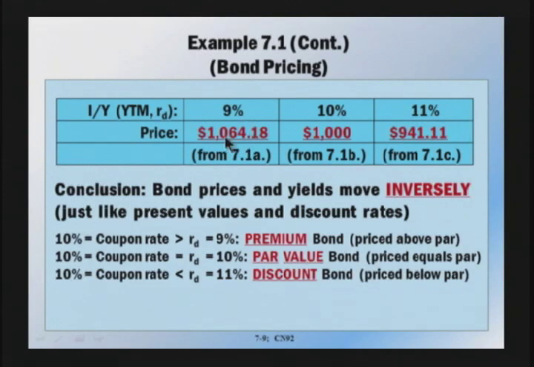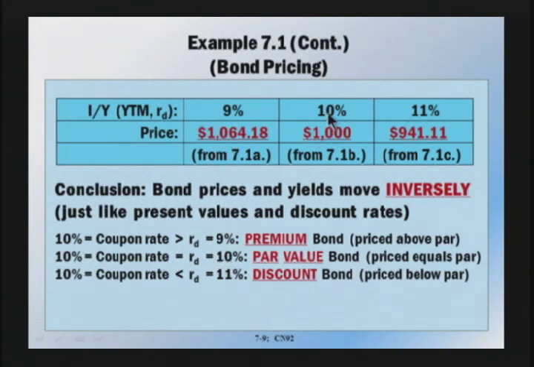So you pay 1064.18, the bond only pays $1,000 at maturity. You have a little capital loss in there, and so your return will not be the 10% coupon rate. It will only be the 9% rate that you used to get this price in the first place.